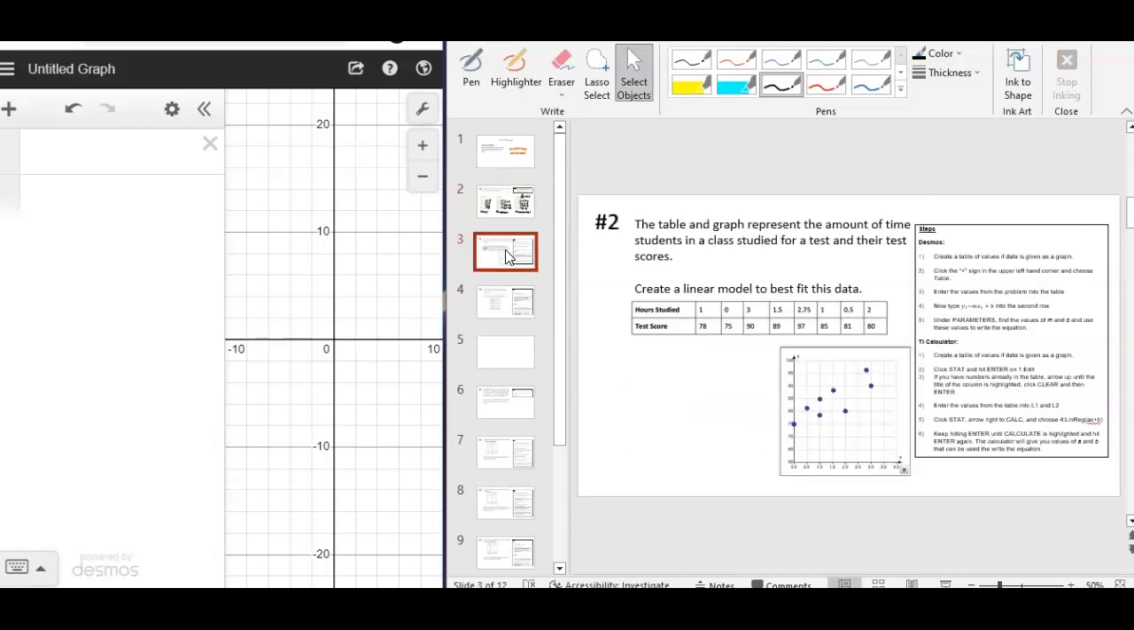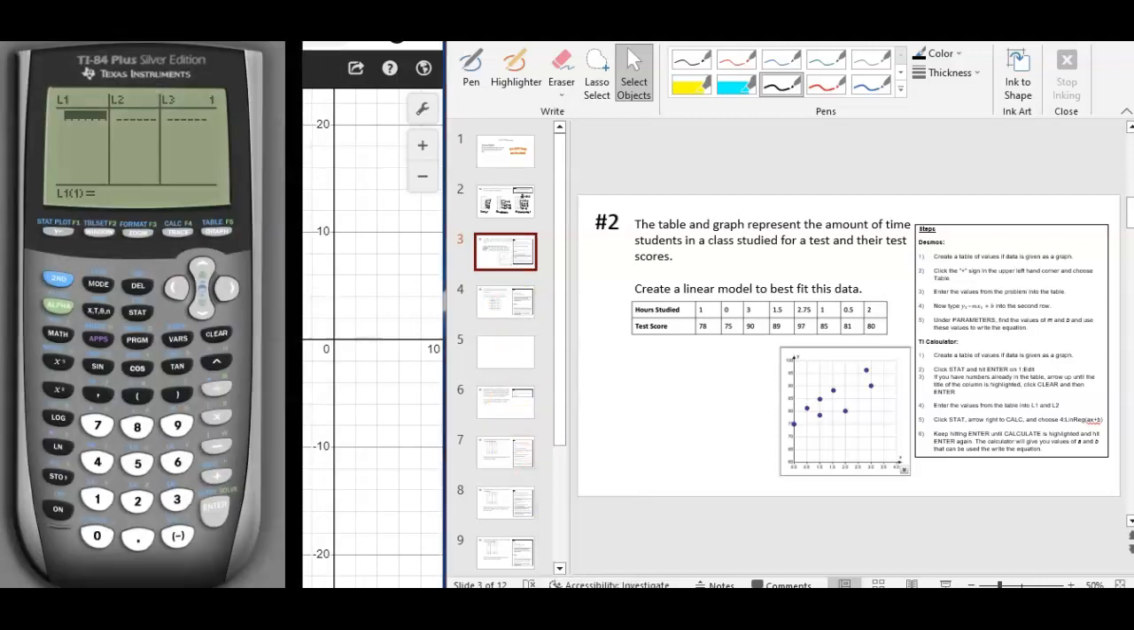So in this problem, it says that the table and graph represent the amount of time students in a class studied for the test and their test scores. Create a linear model to best fit this data. So there's two ways to do these problems. You may choose to use Desmos or your calculator. I'm going to show you both ways.